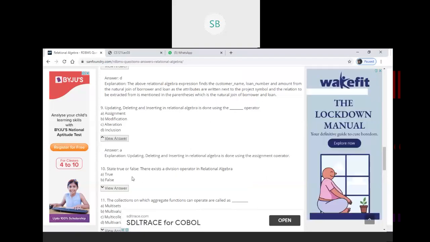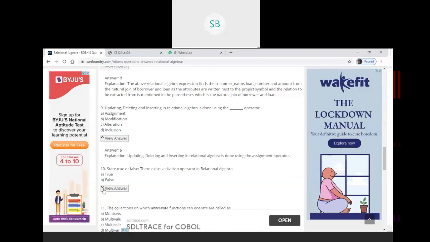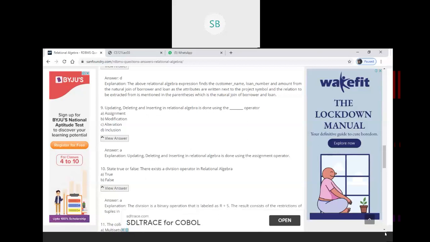Okay. Now straight true and false. There exists a division operator in relational algebra. True or false? True. Yes, it is true. We studied it only yesterday, right? The last one, division. So it is true.